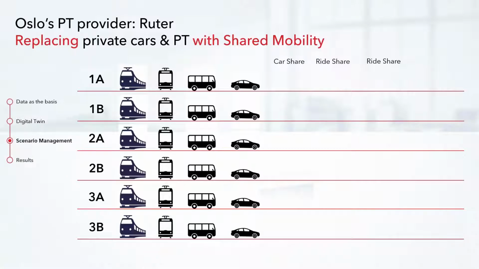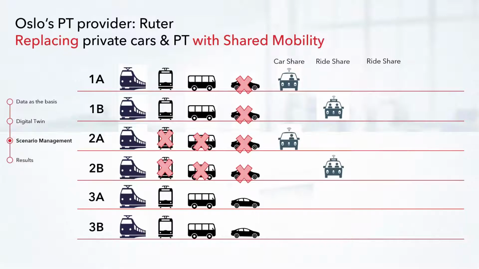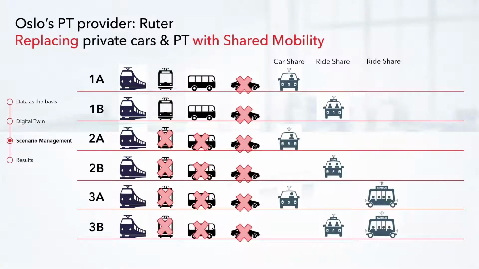So let's just try and visualize those scenarios a little bit more easily for you. Scenario 1A is where we remove car drivers and put them into car share. In 1B, all of the car drivers are now into ride share. With 2A, the tram and bus users join the car users into a car share. And in 2B, all of those people move into ride share. And the three options are a blend of the ones above, but I think we'll focus on the first four options really for the purposes of today.